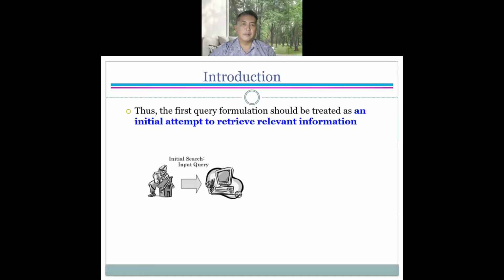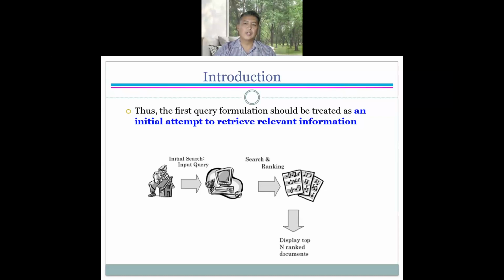So the first query formulation should be treated as an initial attempt to retrieve relevant information. You put in your query, and then they will give you the retrieved documents and also rank them. It is up to you to select which one is relevant to your scope. They will display the top ranked documents. It could be 10 or 20 or 5, depending on your query.